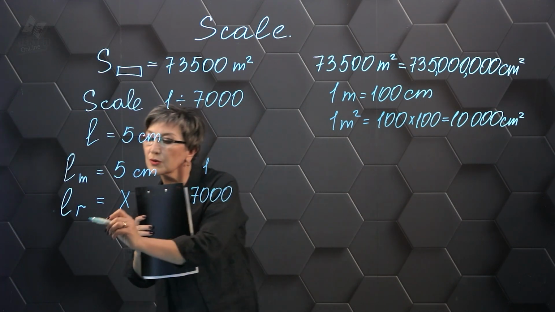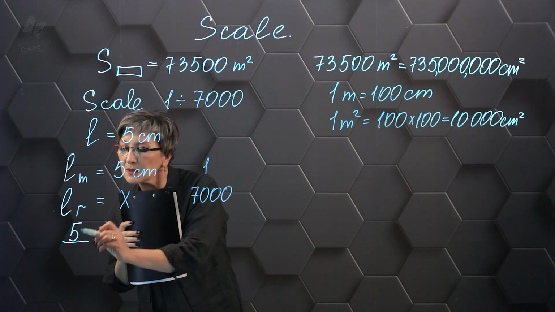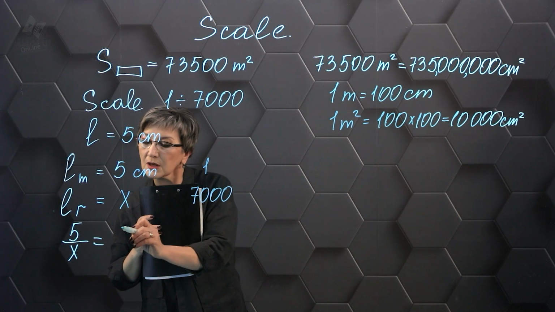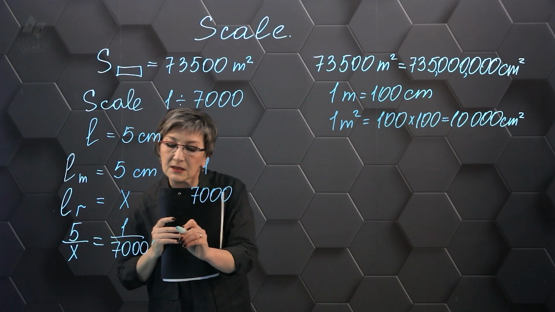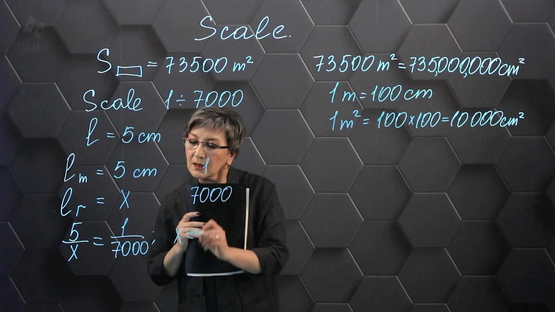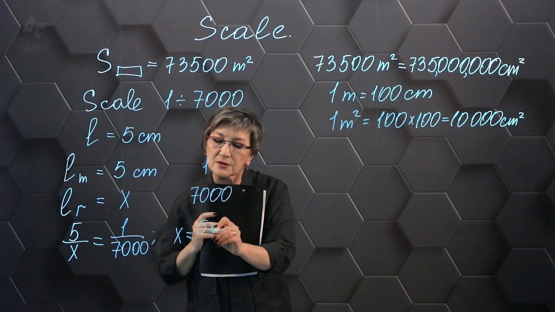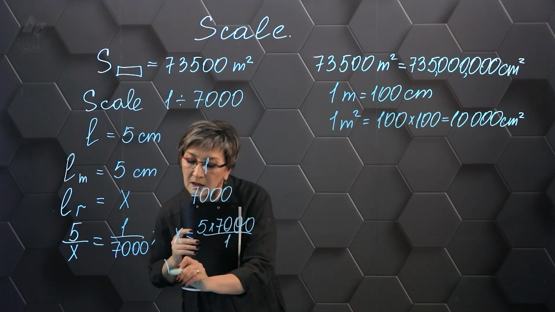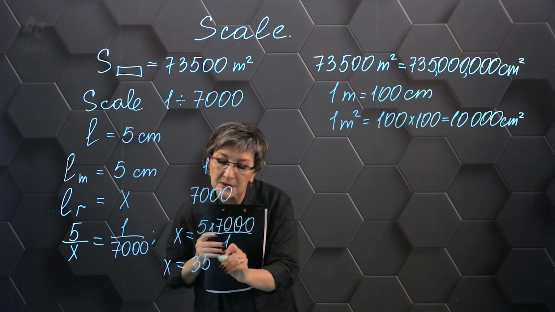Using proportion and the basic rule of proportion, we write 5 relates to x as 1 relates to 7,000. Then x is equal to 5 times 7,000 divided by 1. The length of our plot will be 35,000 centimeters.